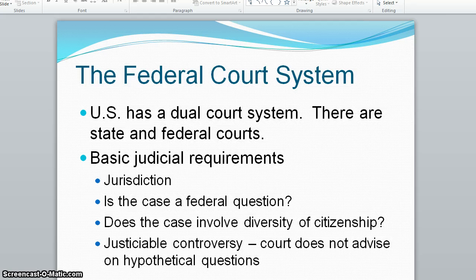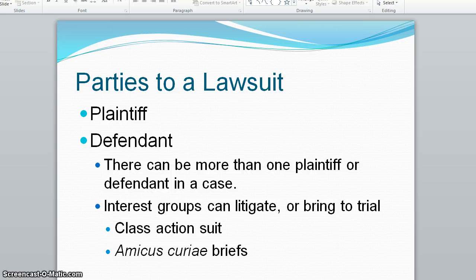To justify a lawsuit, the party must have sufficient stake in the matter, suffering harm, or being in danger of doing so, called standing to sue. The issue must also be a justiciable controversy, one that is real and not hypothetical. The courts do not advise on hypothetical questions.